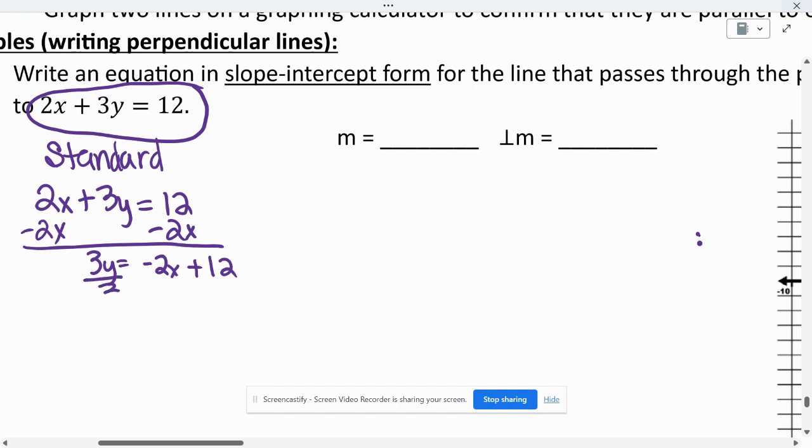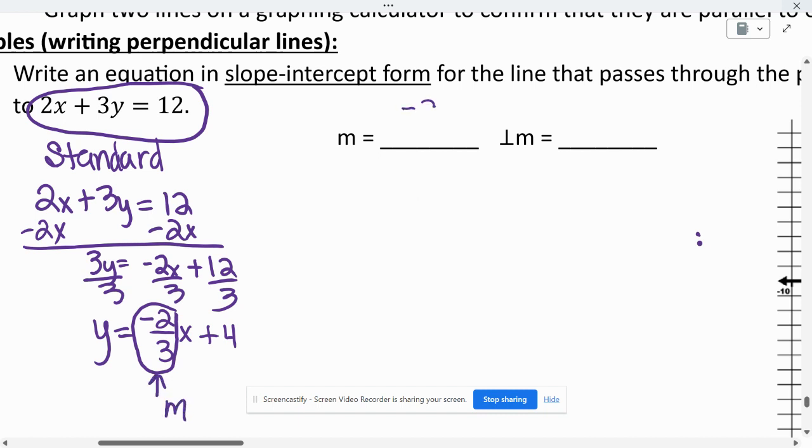Hang on. Divide everything by 3, right? So y equals negative 2 over 3 x plus, and 12 divided by 3 is 4. So the slope is what I'm looking for. My slope is negative 2 over 3.